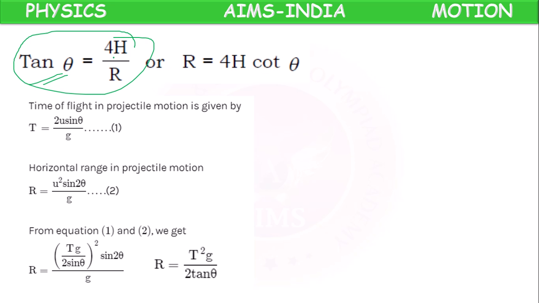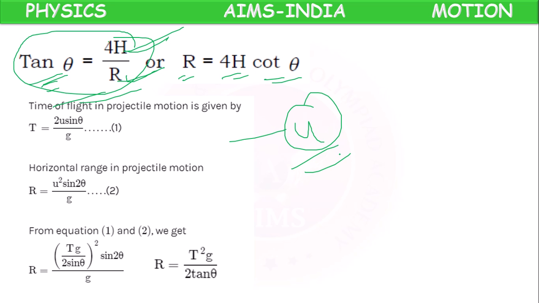So tan theta equals 4h by r. This is the relation which we have already proved in our concept. The relation between maximum height and range is given by tan theta equals 4h by r, or r equals 4h cot theta. Here the relation between h and r doesn't depend on u. If theta is constant, then the h by r value is always constant.